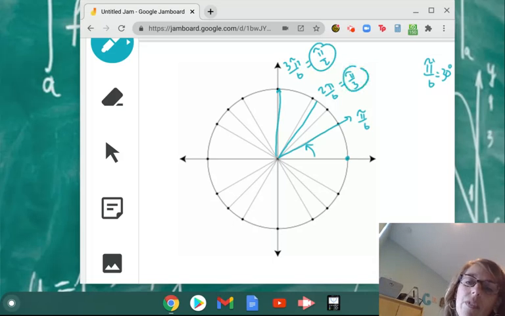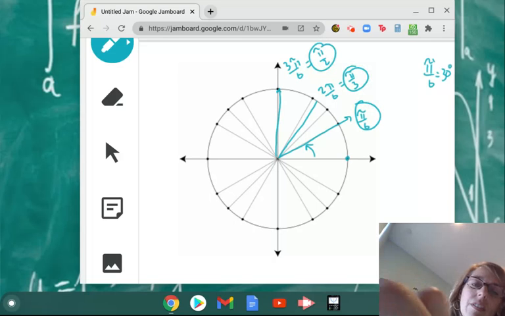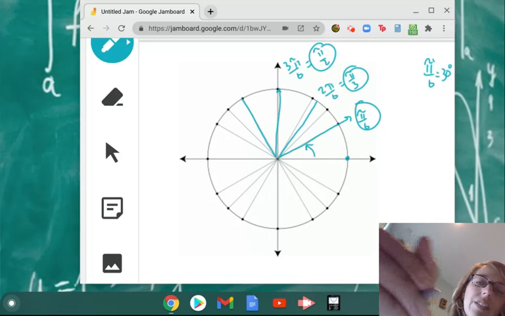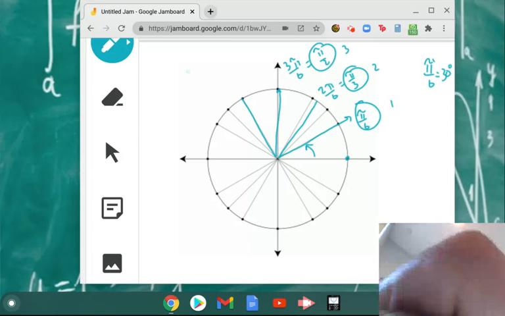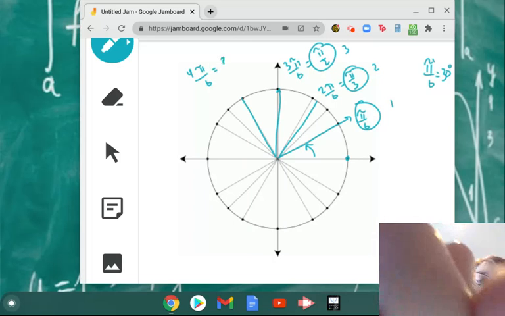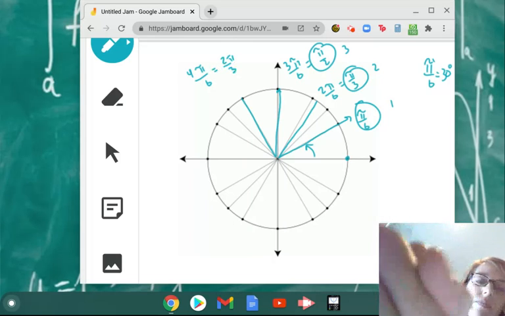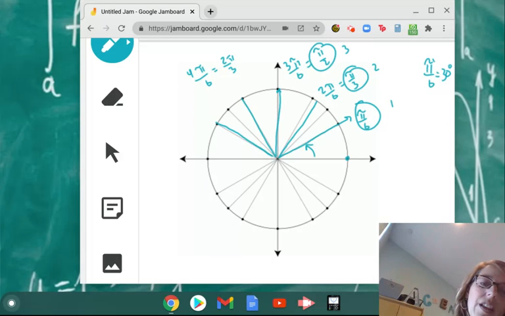I'll circle the ones that I've reduced. Another 30 degrees. Now I'm counting, right? So this is 1, 2, 3. So now I'm at 4. This is going to be 4 pi sixths, and that one reduces to 2 pi thirds. Another 30 degrees gets me to 5, so 5 pi sixths. This one is 6 pi sixths, or pi.